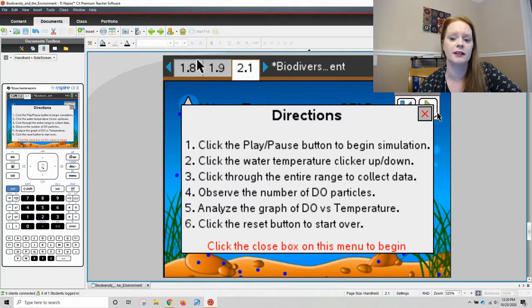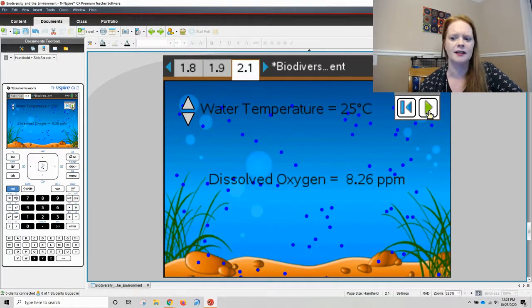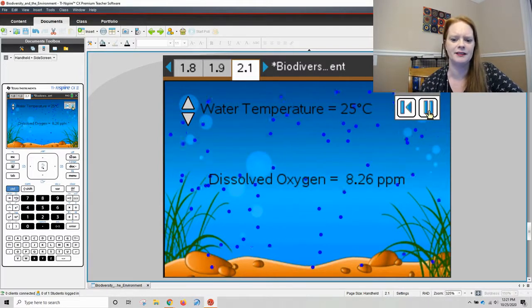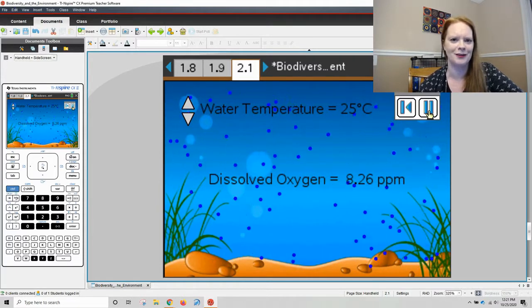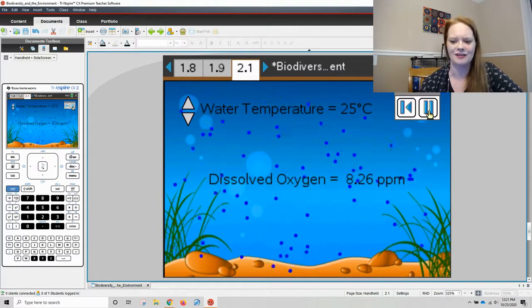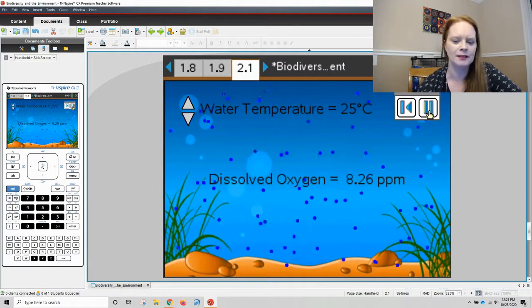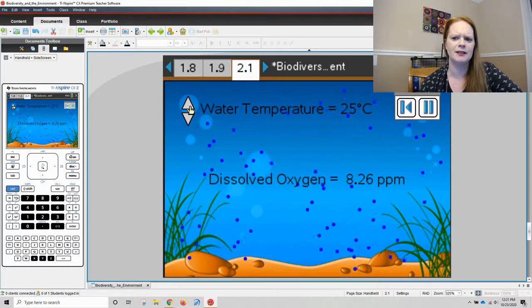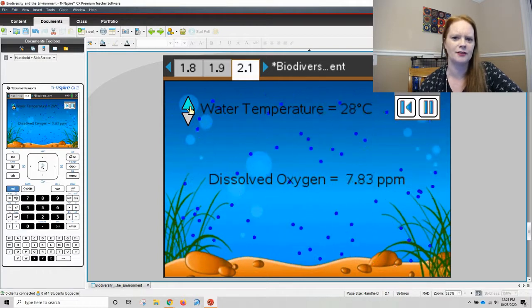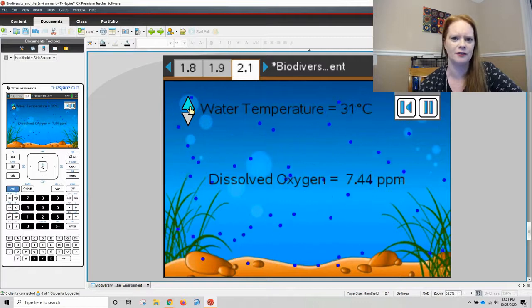There's a second part to this simulation, again when we talked about the relationship between temperature and dissolved oxygen. We talk a lot about how important dissolved oxygen is in aquatic ecosystems and how temperature relates to that. In this simulation, we see our dissolved oxygen represented by our blue circles moving around in our lake. Our dissolved oxygen at this point is 8.26 parts per million, and our water temperature is at 25 degrees Celsius.